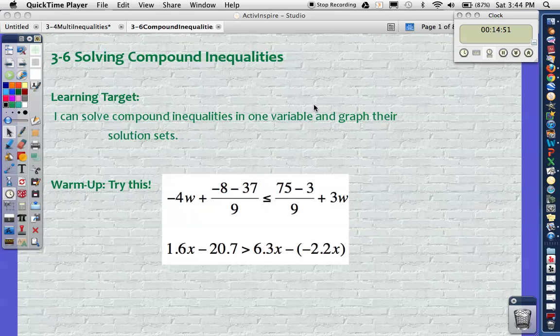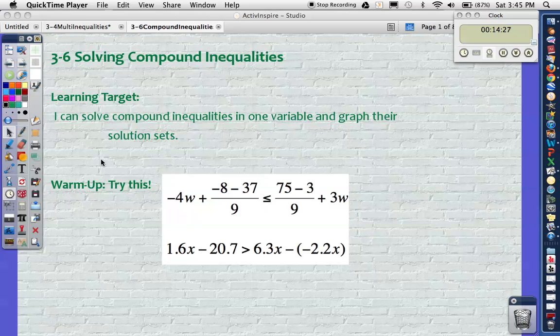Alright guys, today we're going to be talking about 3-6, which is solving compound inequalities. Some of you may have seen compound inequalities before, and some of you may not have. So this might be new. Just work hard on the notes and we will practice it tomorrow in class together. So copy down your target for today. I can solve compound inequalities in one variable and graph their solution sets.